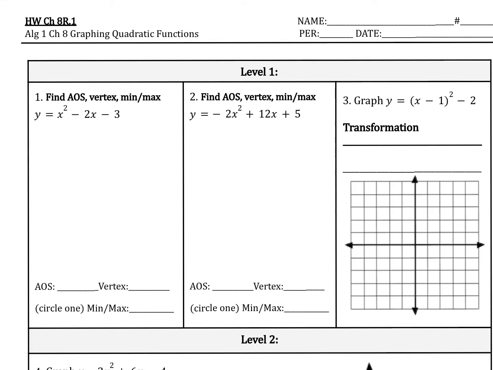For chapter homework review for chapter 8, find axis of symmetry, vertex, and if it's minimum or maximum. So here A is 1, B is -2, and C is -3. If A, which is 1, is greater than 0, it means the parabola opens up. The vertex is all the way at the bottom and it's going to be minimum.